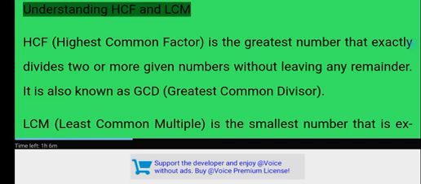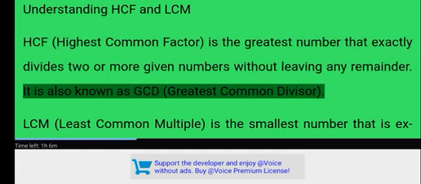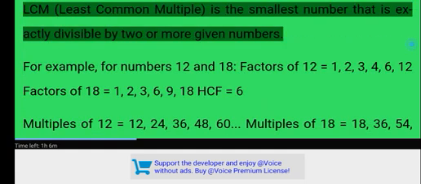Understanding HCF and LCM. HCF, highest common factor, is the greatest number that exactly divides two or more given numbers without leaving any remainder. It is also known as GCD, greatest common divisor. LCM, least common multiple, is the smallest number that is exactly divisible by two or more given numbers.